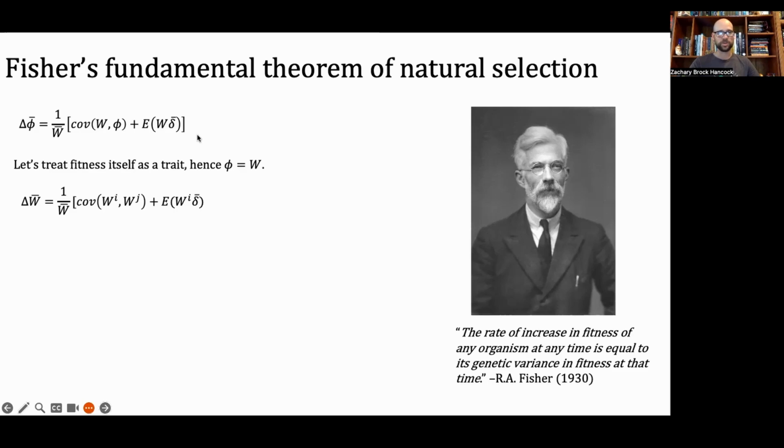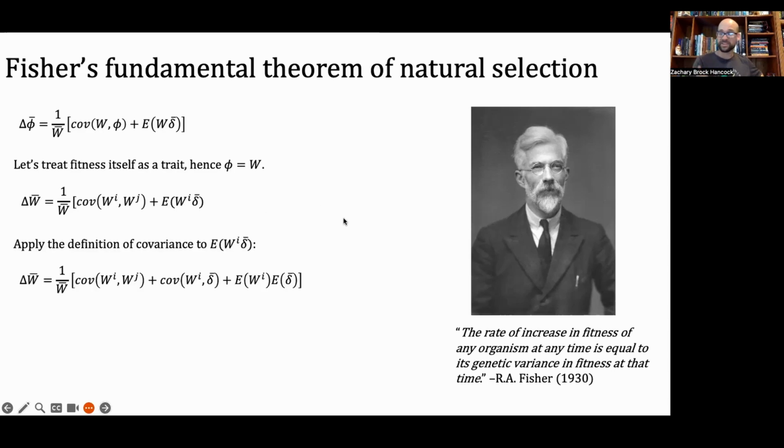So I've put the Price equation up here at the top. Now all we need to do is treat fitness itself as a trait, right? So again, remember that trait can be anything. So let's set this trait value equal to fitness. Now what I'm doing here is I'm indexing the different W terms just so that we can keep them apart. So this is the fitness term for the ancestor. This is the fitness term for the descendant, okay? Just so that we can keep them apart. And again, this is the mean change in population fitness over here, okay?